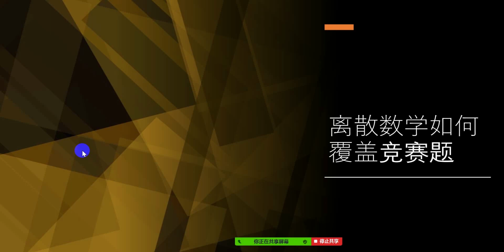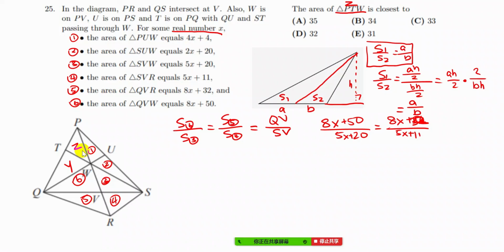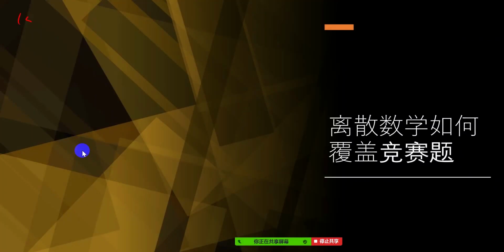Okay, so for the equation that we had, we know that if we multiply it across, like 5x plus 20 times 8x plus 32, and we also multiply 8x plus 50 and 5x plus 11, their products would equal each other. So 5x plus 20 times 8x plus 32 equals 8x plus 50 times 5x plus 11.